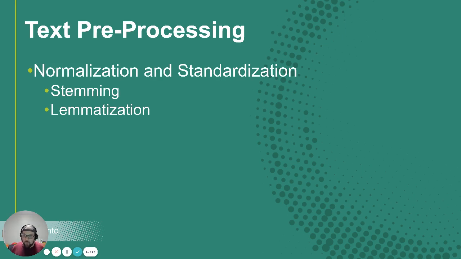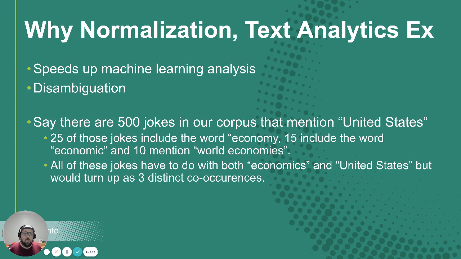Okay, some more very important text preprocessing we may want to do is around the concept of normalizing and standardizing text. Two of the most important concepts under that category are what we call stemming and lemmatization. Why do we do this? For one, it speeds up the machine learning analysis or even just more standard NLP practices. It speeds everything up, helps with disambiguation.